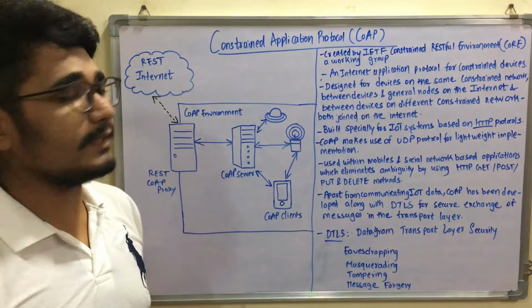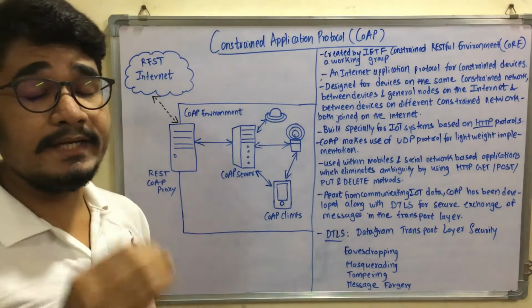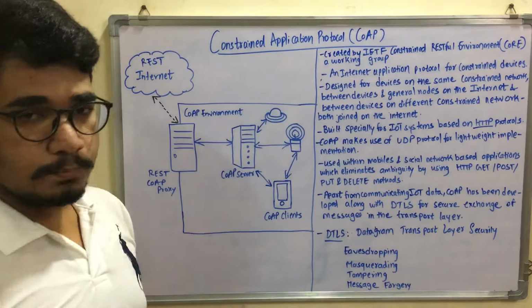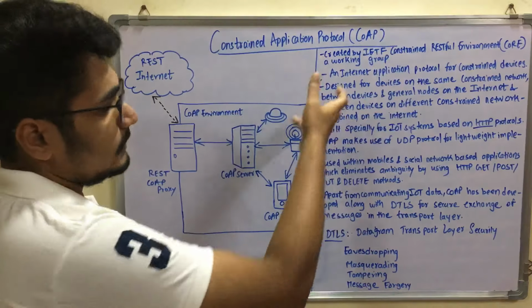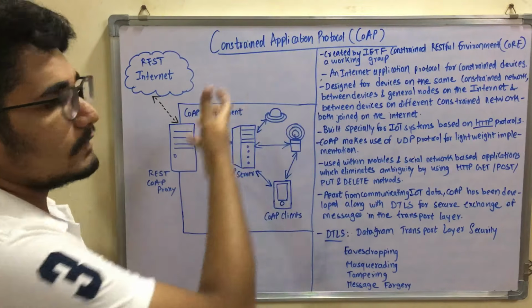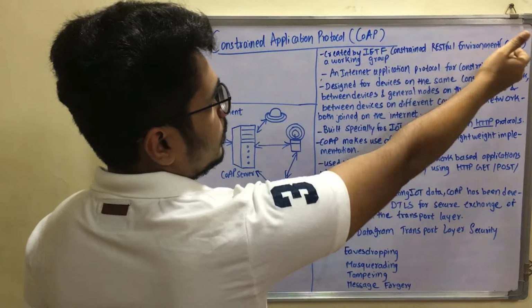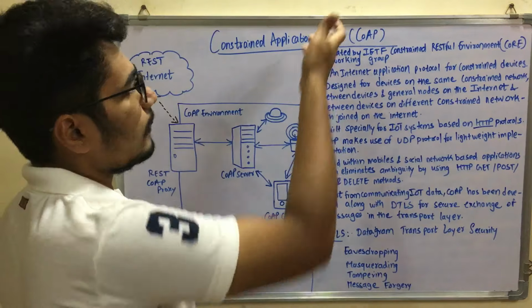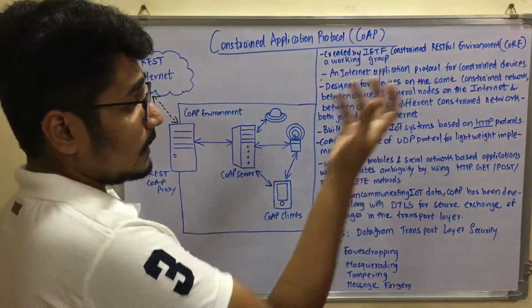Now talking about its theory, it's created by the IETF, that is the Internet Engineering Task Force, and by a group called Constrained RESTful Environments, that is CoRE, C-O-R-E. It's a working group, and basically they have created this CoAP protocol. So the name comes from CO, that is constrained, and RE, that is RESTful environment. Here you have application protocol. It's an internet application protocol for constrained devices.